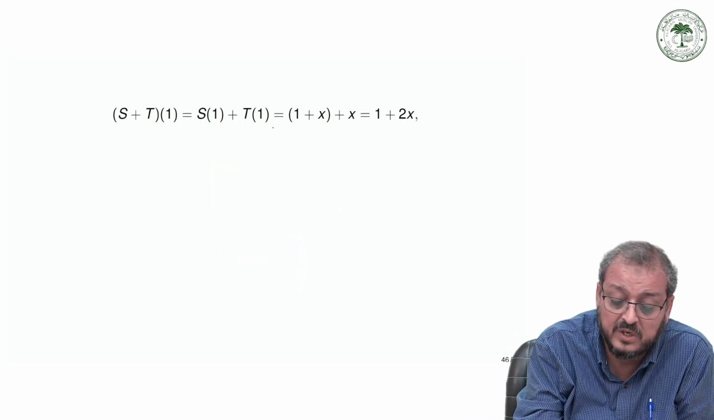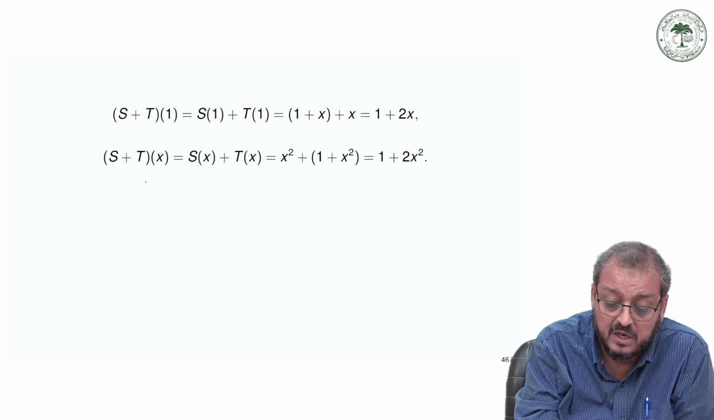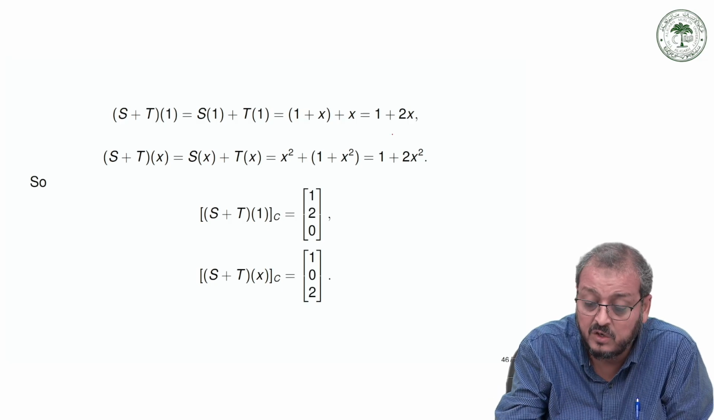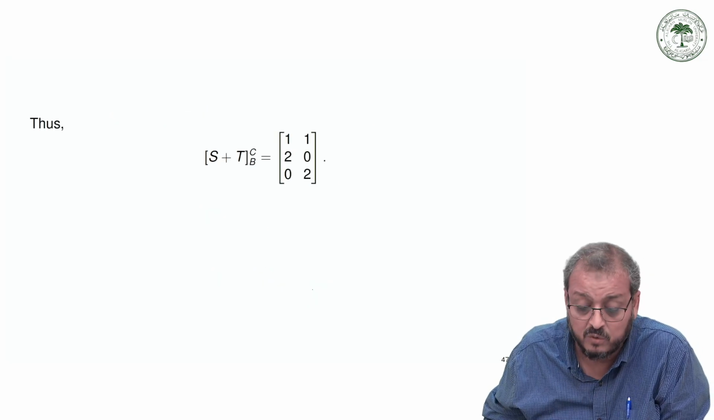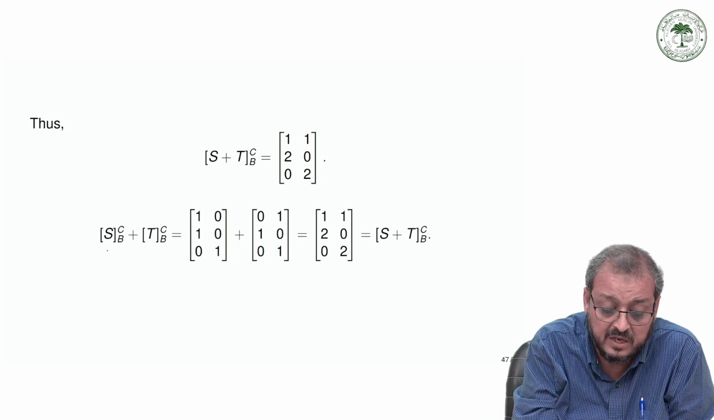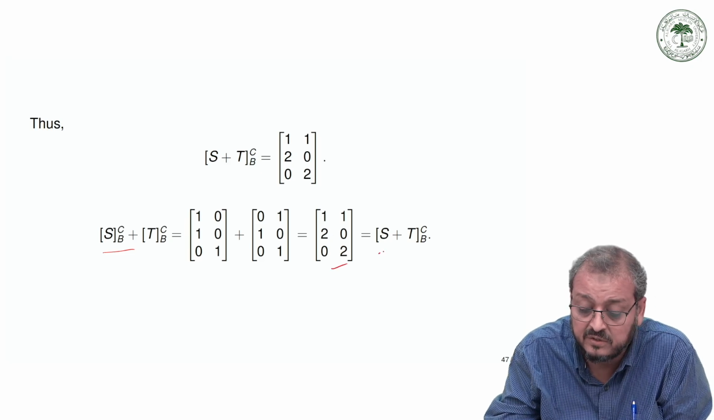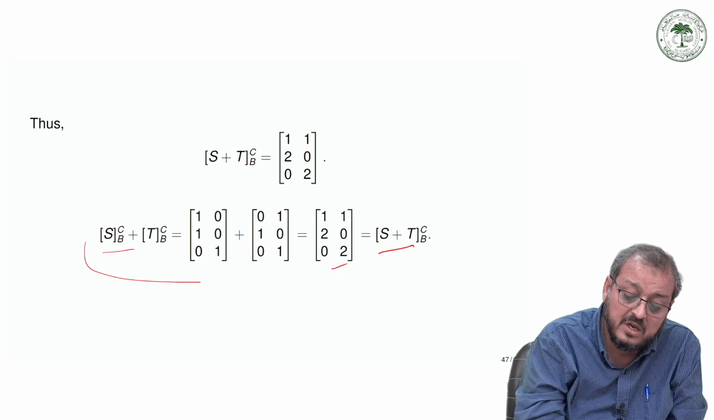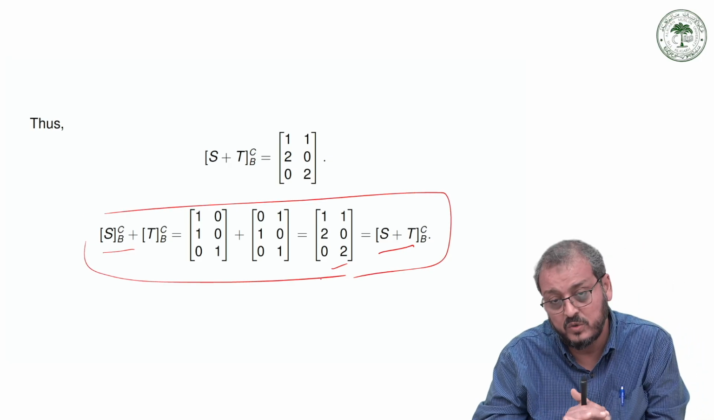So S plus T is equal to 1 plus x square, and then B is 1 2 0 1 0 2, and then S plus T is equal to this. Now clearly if we take this plus this, it is equal to the same matrix. So this satisfies this condition. It means this theorem is verified by these two examples.